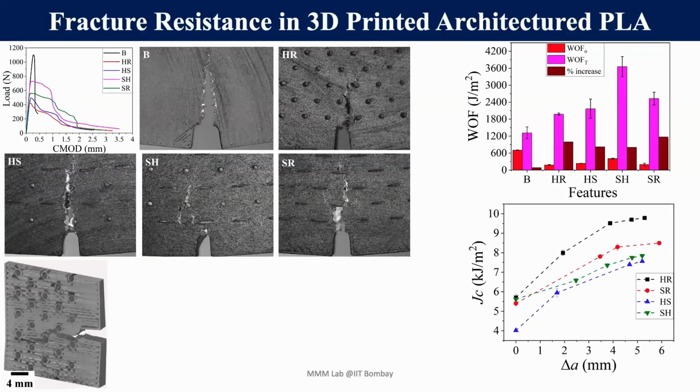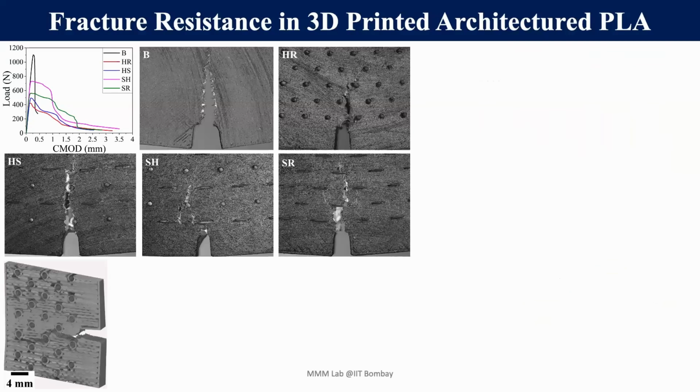So we give this architecture in the PMMA, and we print those architectures with the help of fused deposition modeling. You can see there is a catastrophic failure in the case of bulk, but the load bearing capacity is also highest in the case of bulk. But in the bulk case, the crack is not going straight because of the plasticity in the PLA structure. The PLA has a little bit of plasticity.